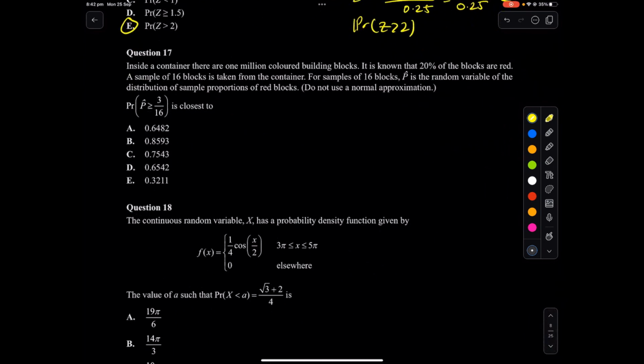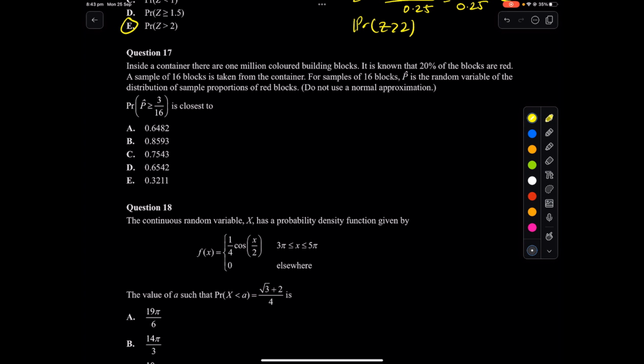Question 17. Inside a container, there are 1 million colored building blocks. It is known that 20% of the blocks are red. Okay, a sample of 16 blocks is taken from the container. For samples of 16, P hat is a random variable, the distribution of sample proportion of red blocks. Do not use normal approximation.